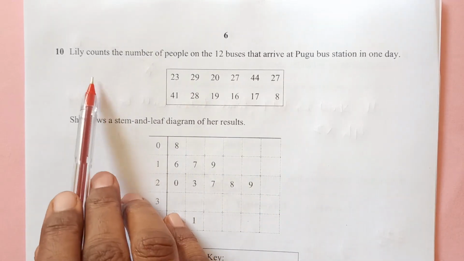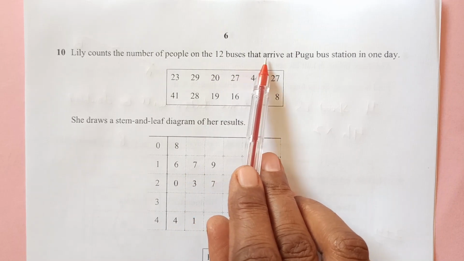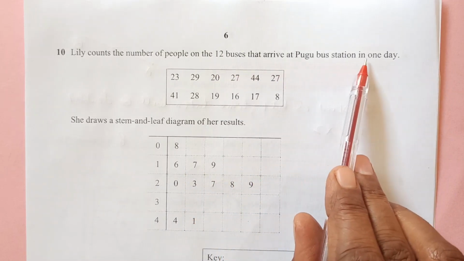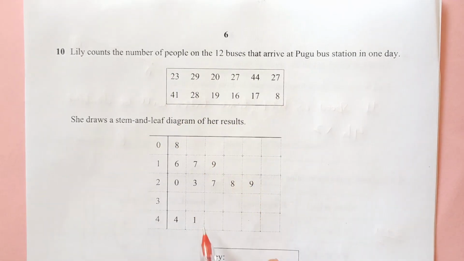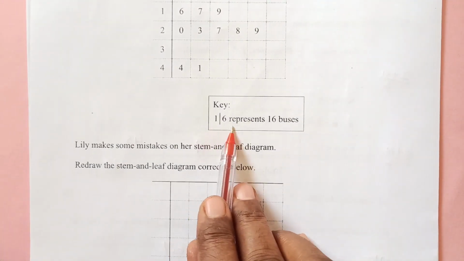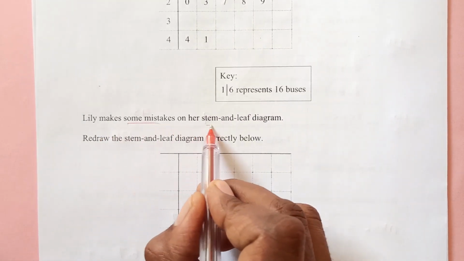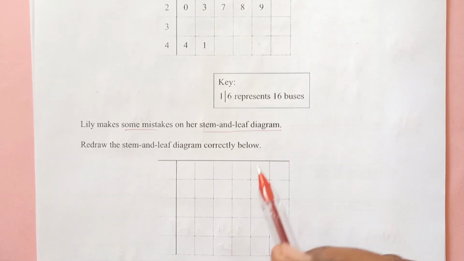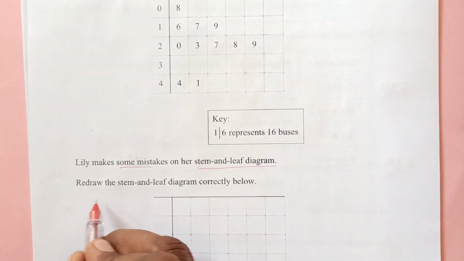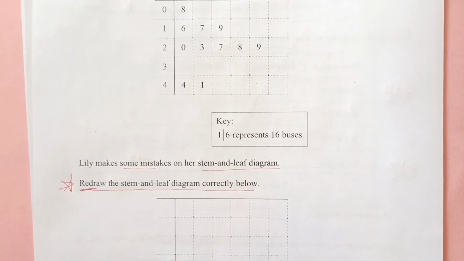Okay, number 10 we have here. Lily counts the number of people on 12 buses that arrive at Pugu bus station in one day. Here is the information. She draws a stem and leaf diagram like this here. The key is 16 buses. Lily makes some mistakes on her stem and leaf diagram. Redraw the stem and leaf diagram correctly below. So we are not doing anything here. Read instructions carefully, right? So we are making the diagram here, right?